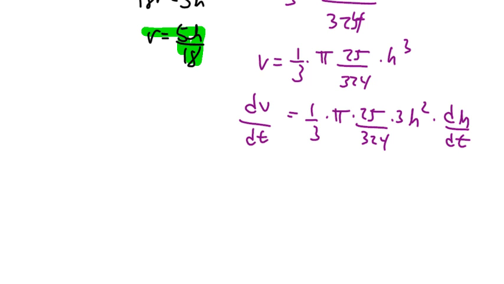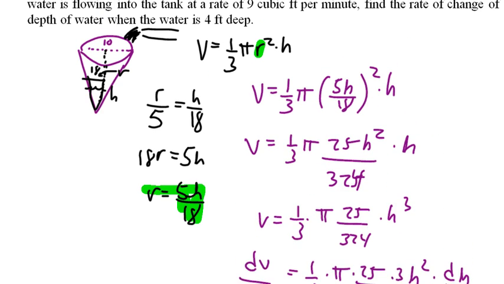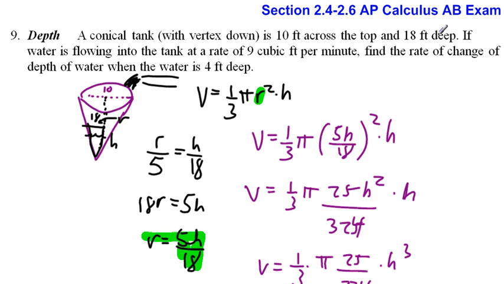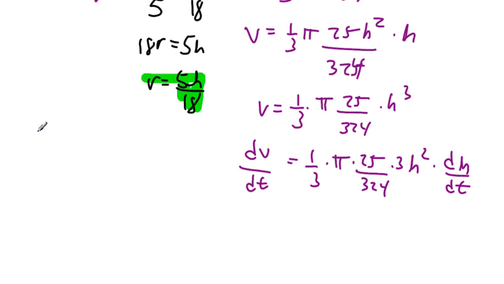So let's just look back on our problem and see what information is given to us, because we either need to have a dv dt or an h or a dh dt if we're going to try to solve here, okay? It says that if the water is flowing into the tank at a rate of 9 cubic feet per minute, if the water's flowing inside, doesn't that mean volume? So that means my dv dt is 9. I'm going to replace this right here with 9, because that's what the water's flowing into the tank.